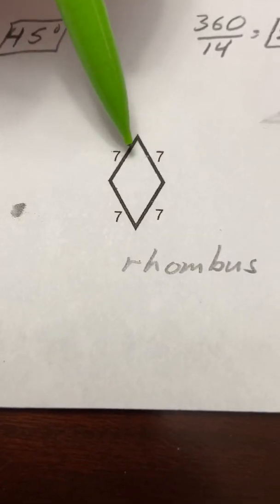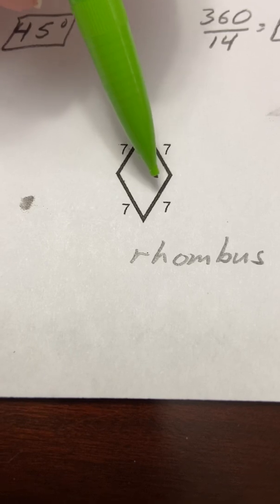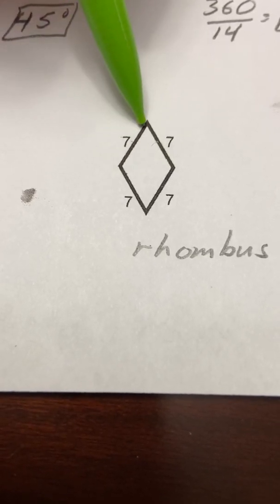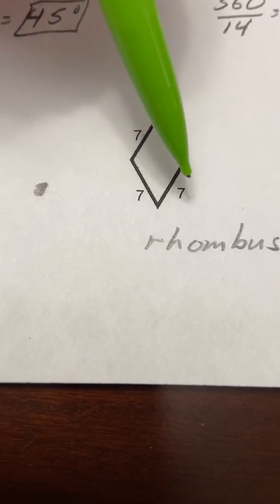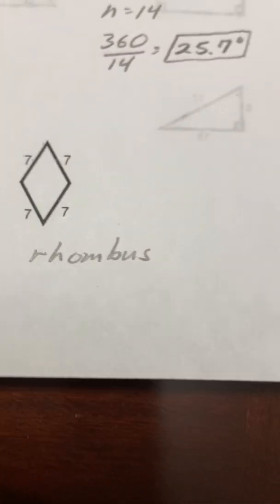If there were right angles at each one of those angles, it would be a square, but those are not all right angles, so we just have to leave it at rhombus.